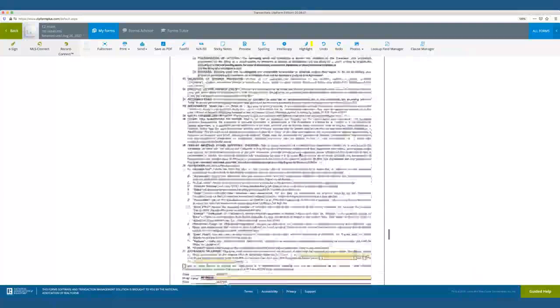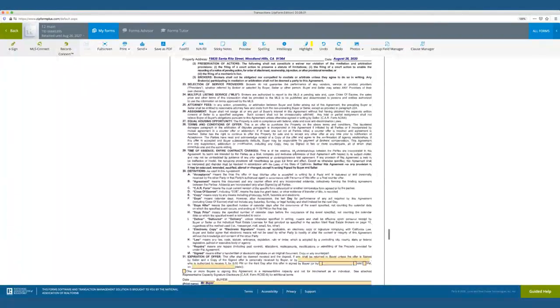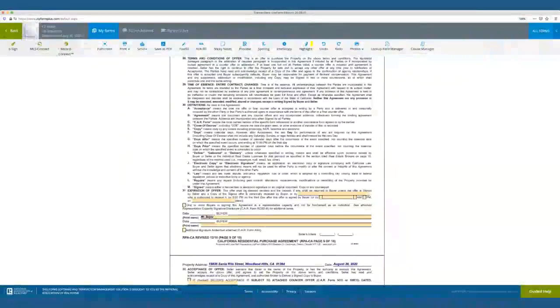This next page is basically a glossary type page, and it explains what days and days after and all that stuff. Then it's a place for the expiration of the offer. It defaults to 3 days, 5 o'clock on the third day. You can shorten that, you can make that longer, whatever.